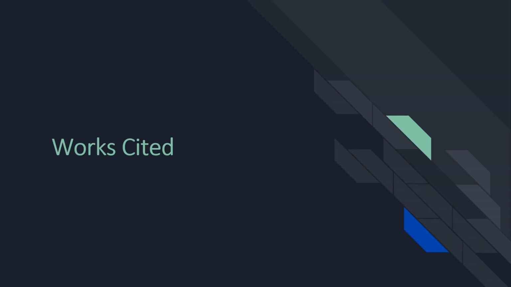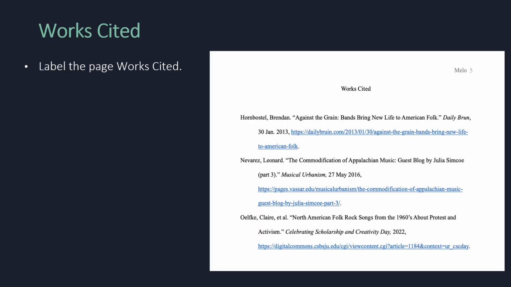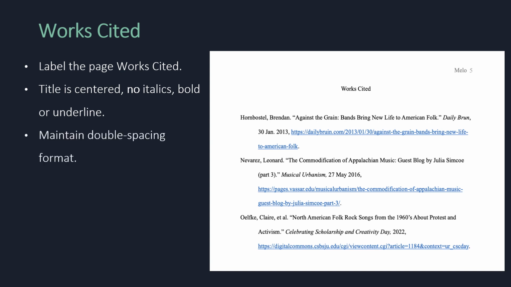Now, we'll shift to talking about how to create an MLA Style Works Cited page. The Works Cited page will be the last page of your essay. "Works Cited" should be centered at the top of the page, with no bolding, italics, or underlining. Be sure to maintain double spacing on your Works Cited page, using a hanging indent, where the first line of each entry is not indented, but the lines underneath are, and organize the entries in alphabetical order.